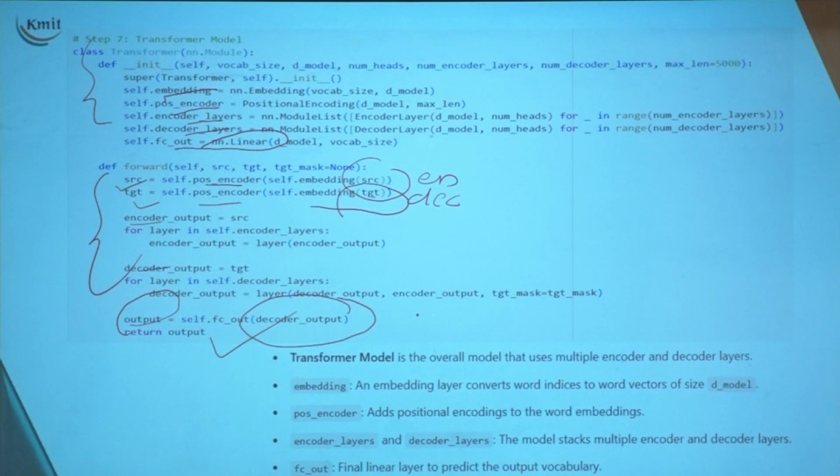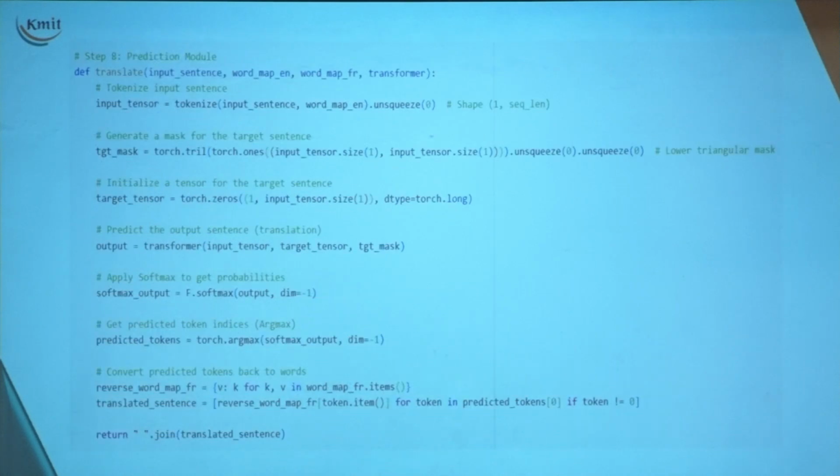Okay. Now here you need not say anything about the encoding block and decoding block, because we've already declared them. We are calling those blocks here in the transformer model. Are you all clear with this? Yes or no? Okay. Now after I do the transformer model, I'll try predictions.